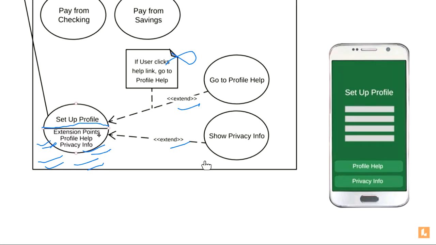For example, if you are creating the setup profile use case, so in the setup profile, if you want to create something like this, that it should give two more options also, like profile help option should be there and privacy info option should also be there. So these are not include. It will not come into include option. Why? Because every time a user is creating his profile, he is not going into help and info all the times. Only in some of the cases when he needs the help, he will go there. So these are your extents.